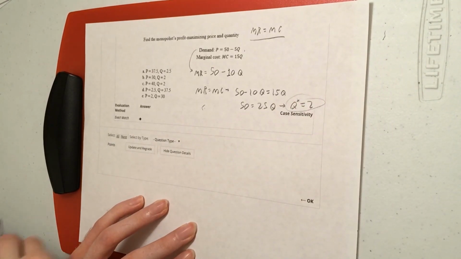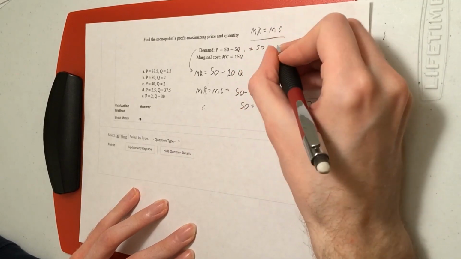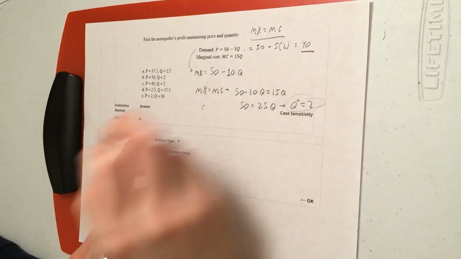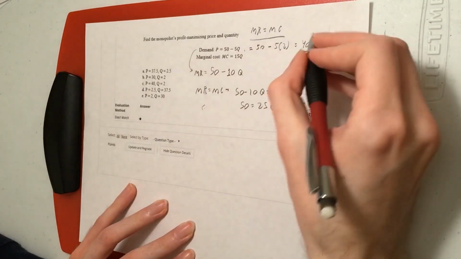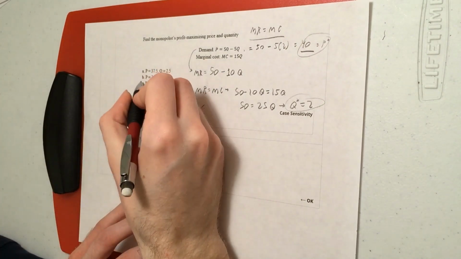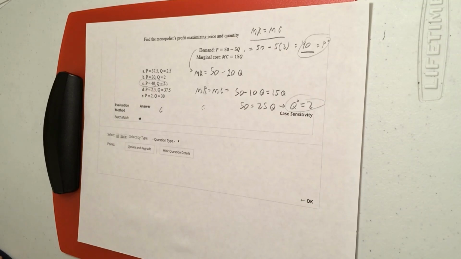If you plug q equals 2 back into demand, that becomes 50 minus 5 times 2, which comes out to 40. So you have a price of 40 and a quantity of 2. That corresponds to choice C over here. So your answer is C.